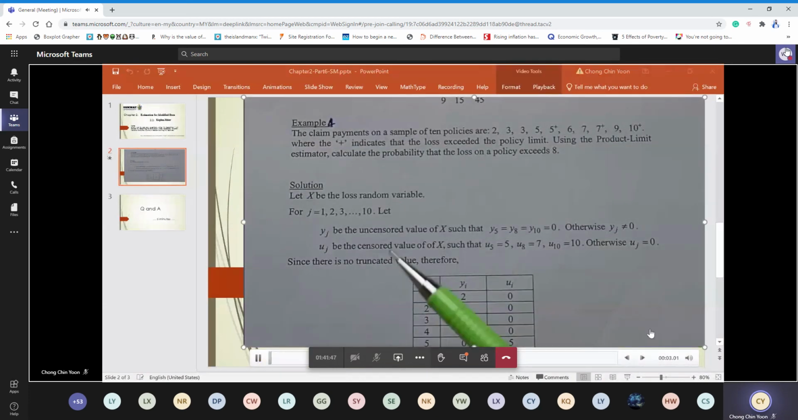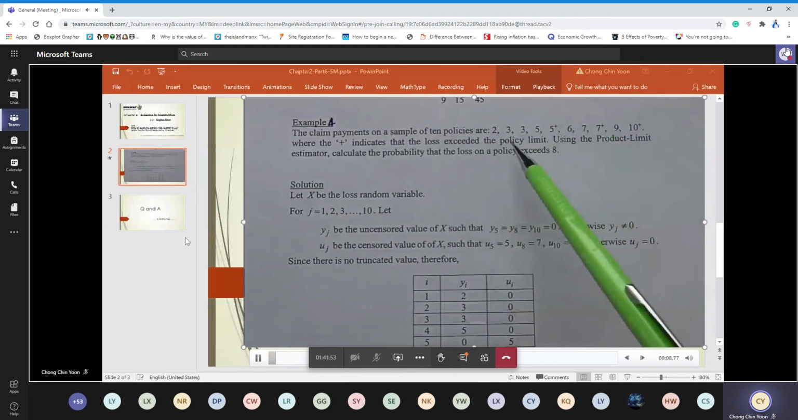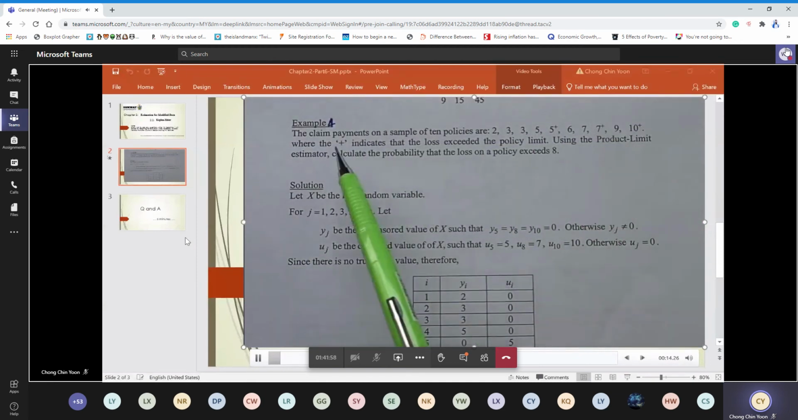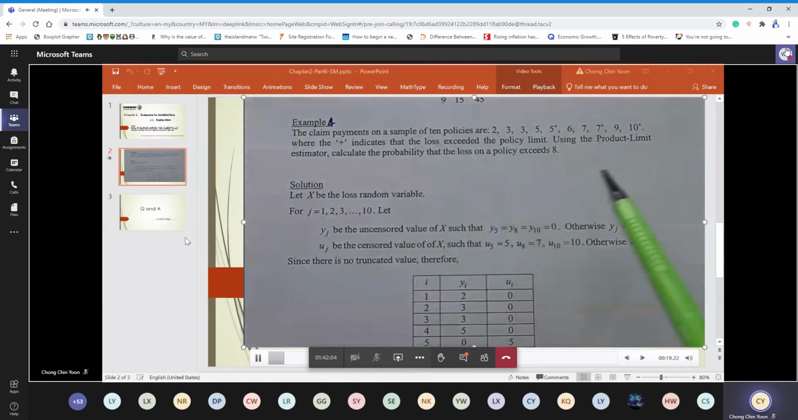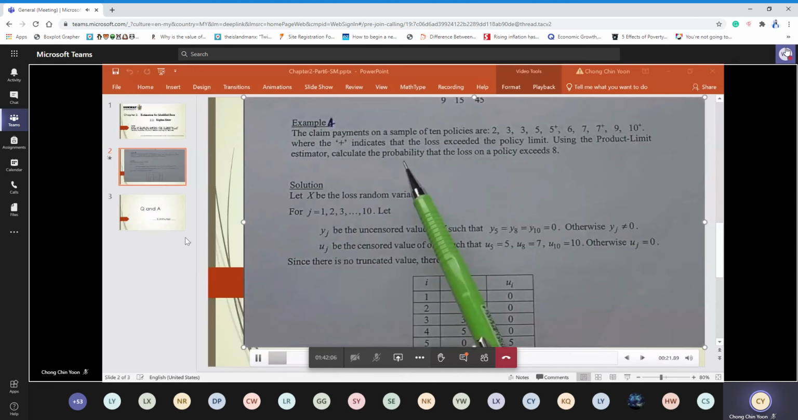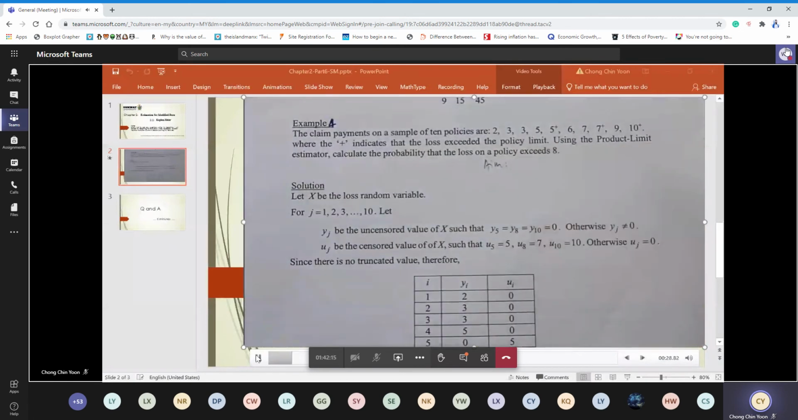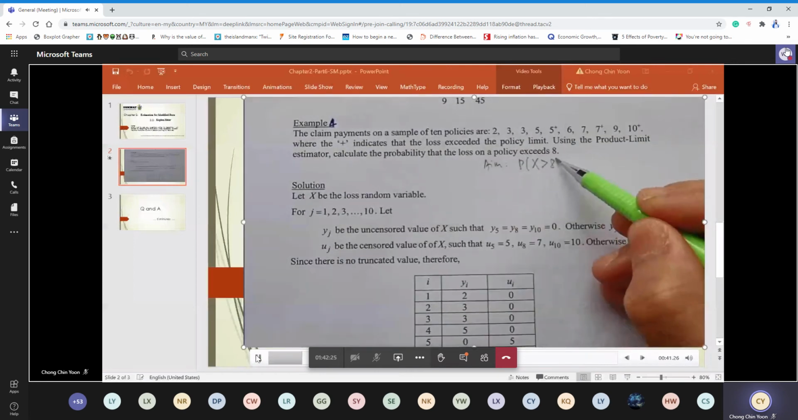Example 4. The claim payments on a sample of 10 policies are given by this, where you have 5 plus, 7 plus, 10 plus, where the plus sign indicates that the loss exceeded the policy limits. Using the product limit estimator, calculate the probability that the loss on the policy exceeds 8. So in this question, our aim is to use the product limit estimator, that is Kaplan-Meier, to calculate this random variable x, which represents the loss and exceeds 8.